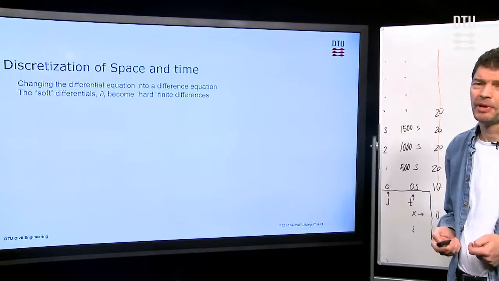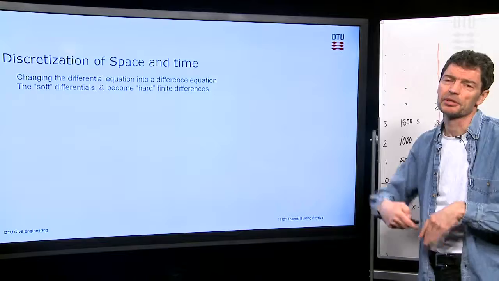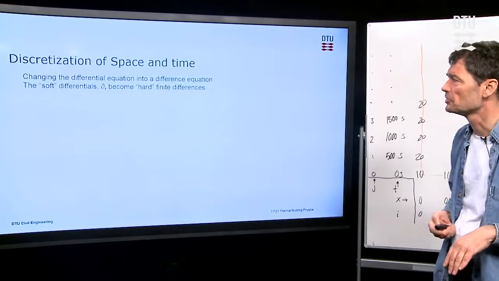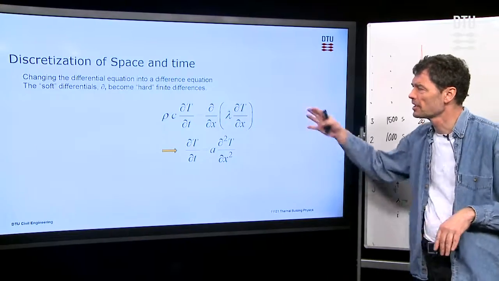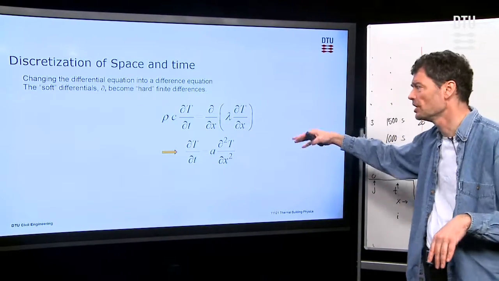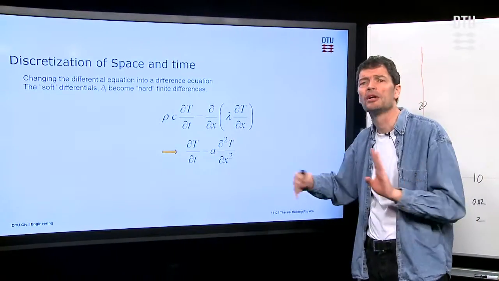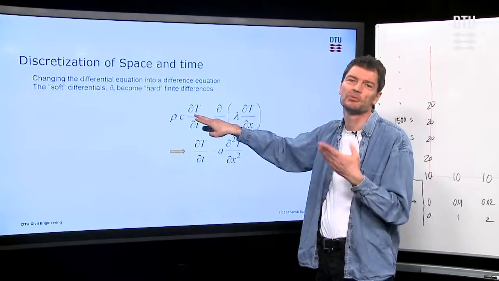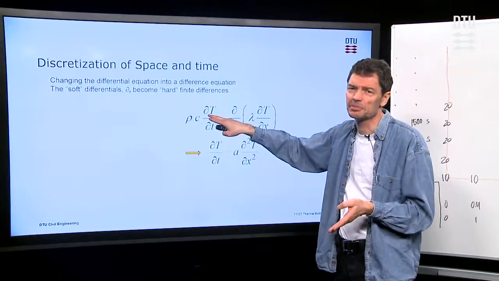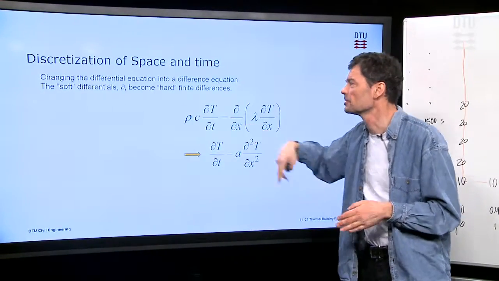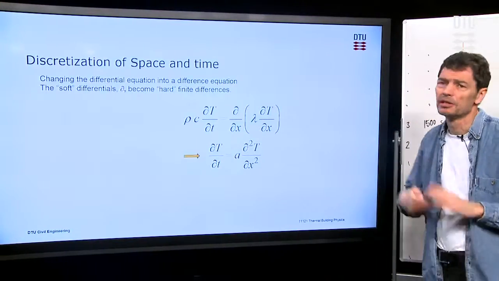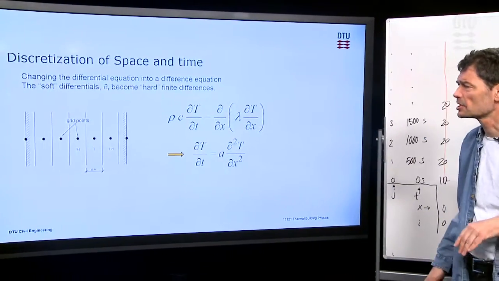The idea of numerical methods is that we discretize the world, so to speak, so time and space will be discretized. And that means that when we take our general partial differential equation that we use to calculate transient heat conduction, all the soft representation with the infinitesimal differentials, delta, we will replace by finite size steps in time and space.